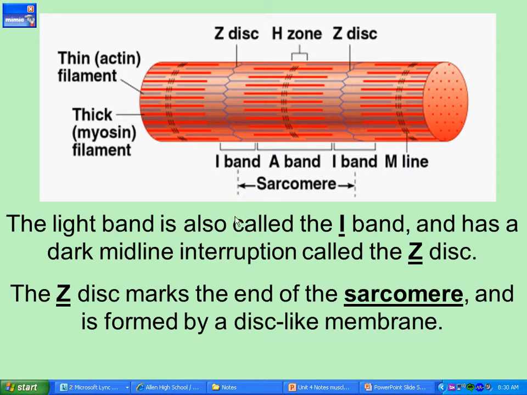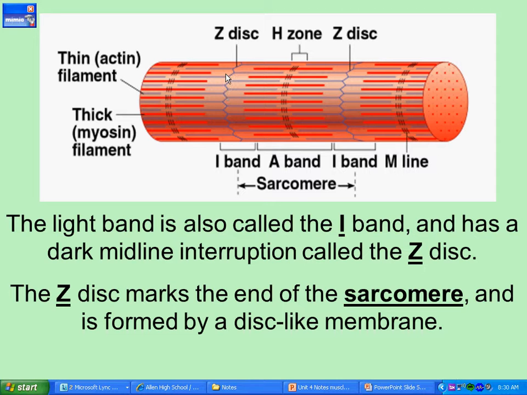It says the light band is also called the I band and has a dark midline interruption called the Z disc. So this is our I band right here. Notice this Z disc, this is where our actin filaments are going to hook up to. So we've got all of our little actin filaments hanging out right here in the middle, and they're all going to attach to this Z disc.